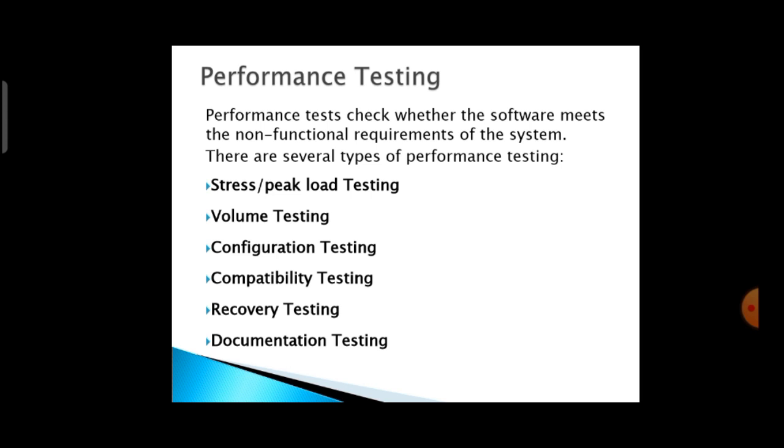And the last is the documentation testing. It is used for checking whether the software documentation complies with the system. Here the user manual, maintenance manual and technical manual are tested against the requirement. If the requirement specifies the types of users for whom a specific manual should be designed, then the manual should be checked for consistency.